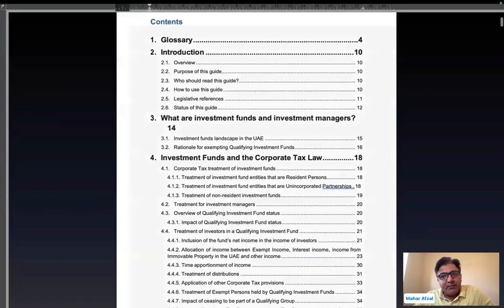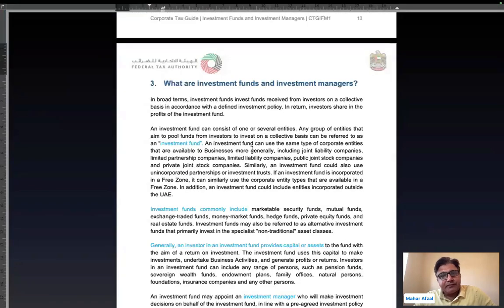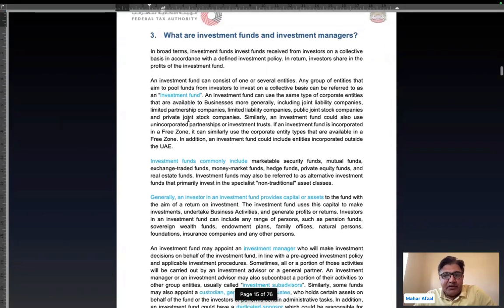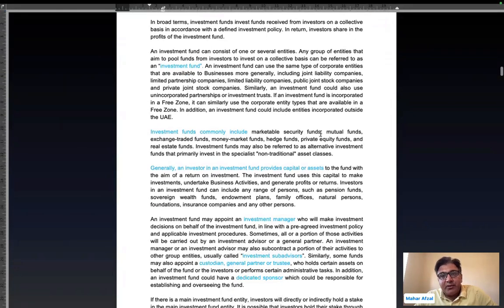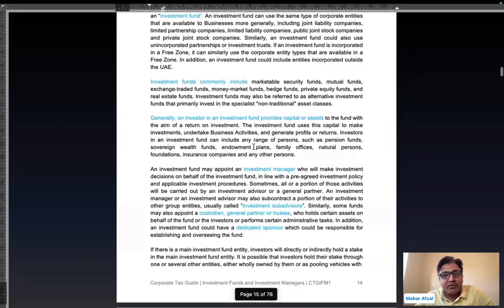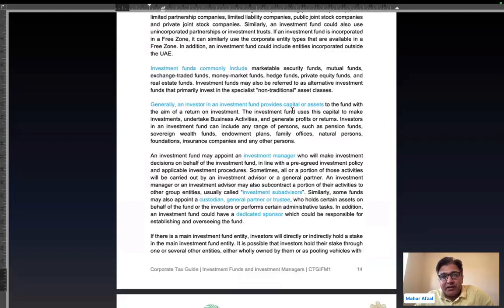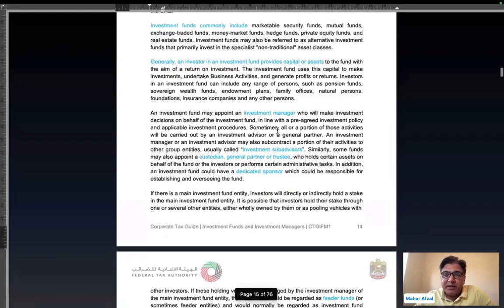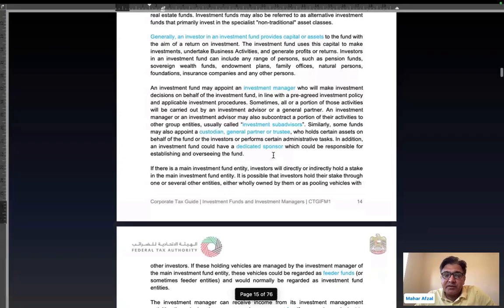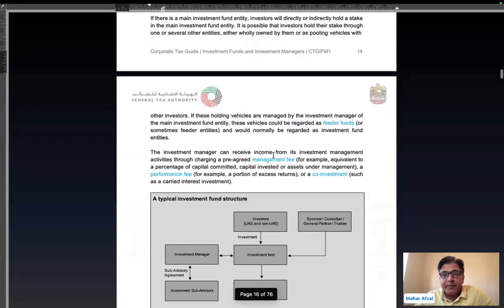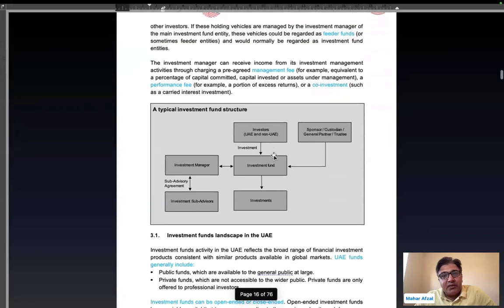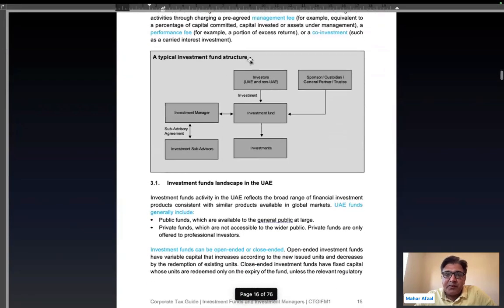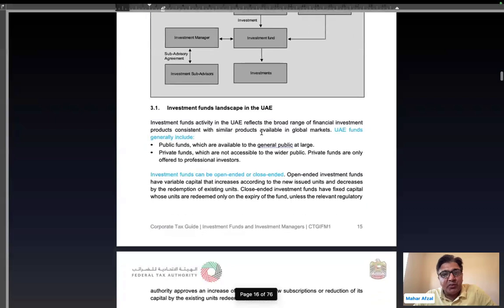Introduction: what are investment funds? I'm jumping directly here. This is the definition of investment fund. Investment funds commonly include different types of investment funds, such as securities and mutual funds. You can go through this. Investors in the investment fund provide capital assets. I will discuss A, B, C in the example. They are providing capital investment. Investment managers are there, investment advisors are there, custodians are there, sponsors are there, feeder funds are there. The investment managers are getting fees in the form of management fee, performance fee, or co-investment fee. This is a structure that more or less we have discussed as well.